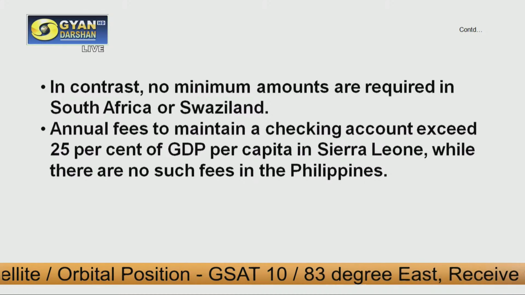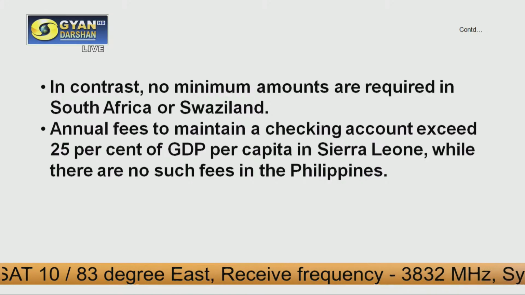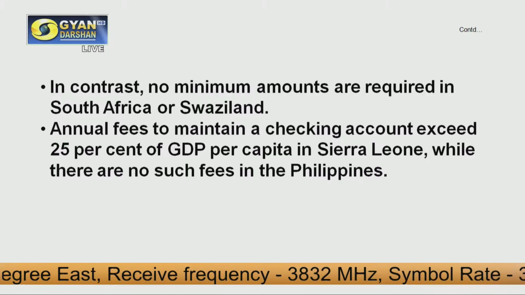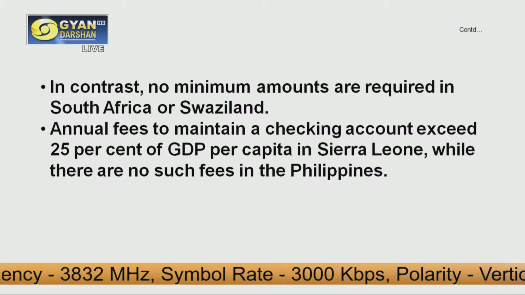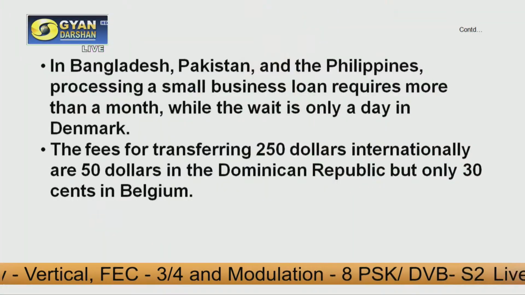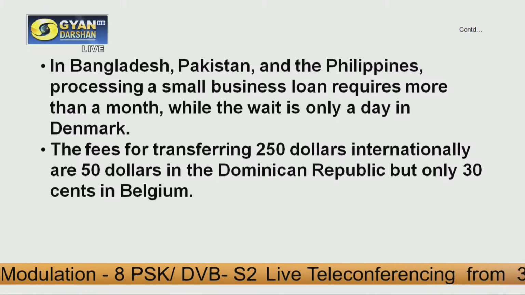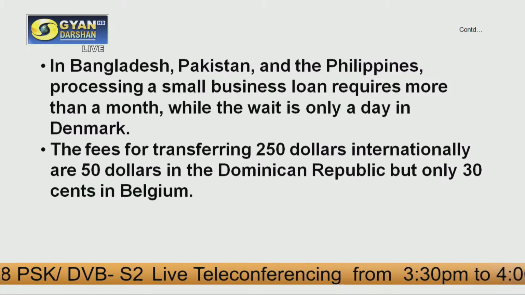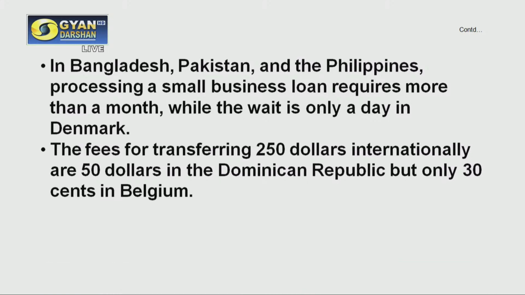Another significant point is that annual fees to maintain a checking account exceed 25% of the GDP per capita in Sierra Leone, while there are no such fees in the Philippines. These are some of the examples showing how central banks and other formal financial institutions operate in various countries. Thus, low-income groups are not able to access various financial services.